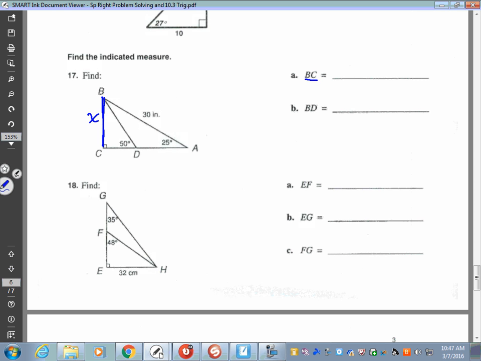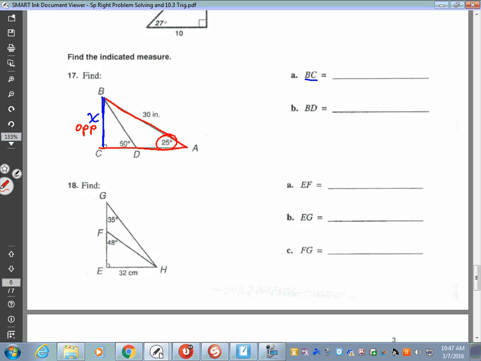We have angle 50 and 30 inches and 25. Okay, we need a side. We need to use this 30 inches. This 30 inches will represent what part in the triangle? The hypotenuse. So it would be the hypotenuse of this whole triangle right here. So we're now using the 25, not the 50. Does that make sense? Okay.